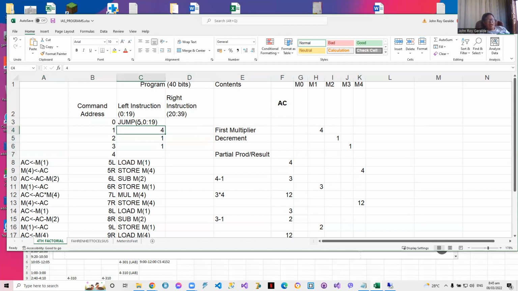So we store, wala nang N, no? This is the memory address because it's loaded from hard disk to memory. So memory address 0 is blank. M1 is 4. M2 is 1. M3 is 1. No? And we will store the final product in M4. Okay. So the first command, let's trace this.